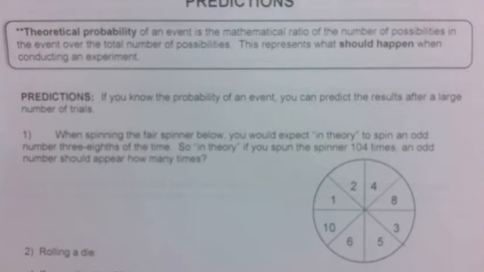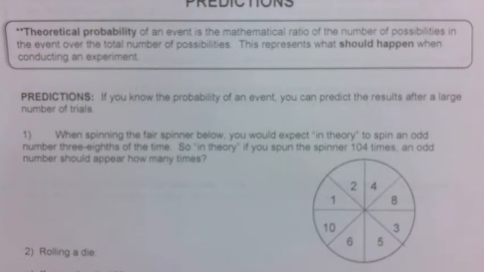The theoretical probability of an event is the mathematical ratio of the number of possibilities in the event over the total number of possibilities. This type of probability represents what should happen when you're conducting an experiment. Once we know that probability, we can use that to make a prediction. If you know the probability of an event, you can predict the results for a large number of trials.